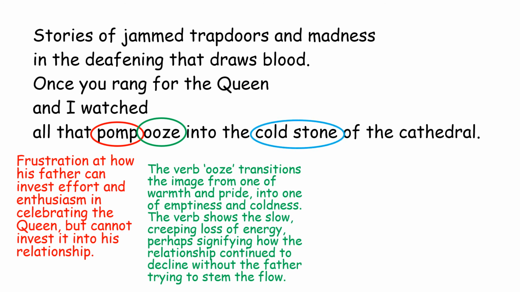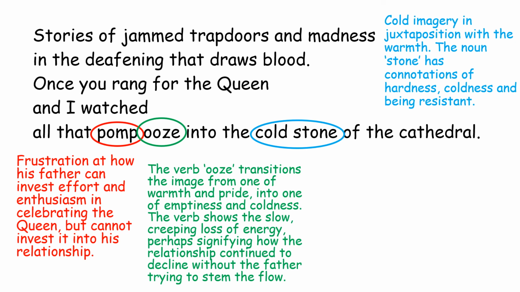The imagery used with cold stone is in direct juxtaposition with the warmth that was used previously. And this is a type of technique that Emyr Humphreys uses throughout his poem. There's lots of juxtaposition between warmth and coldness. Here, the noun stone has connotations of hardness, coldness, and being resistant. Perhaps that signifies the father, and how that father was almost stone-like in the way that he treated his son. A lack of emotion, a lack of warmth, and a lack of care.